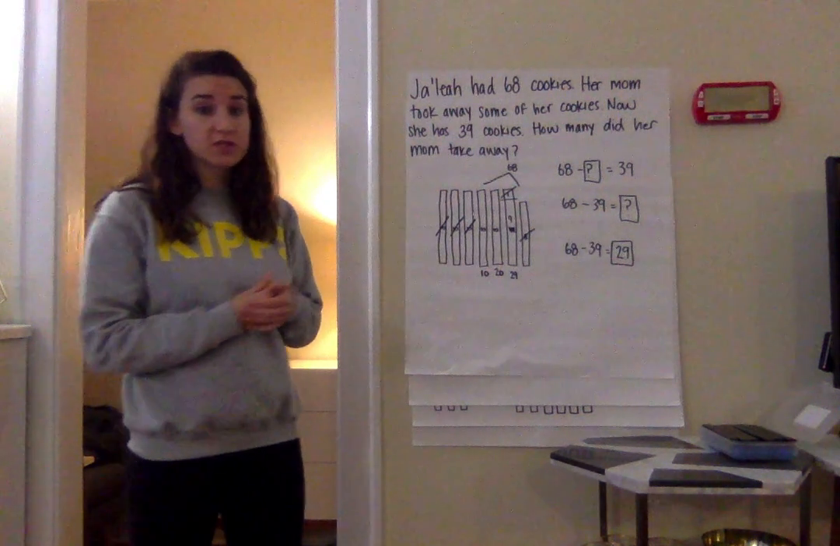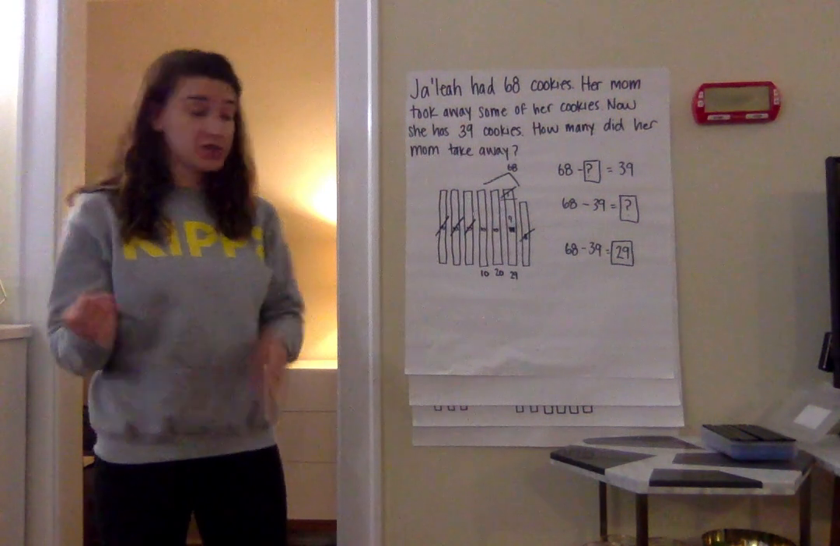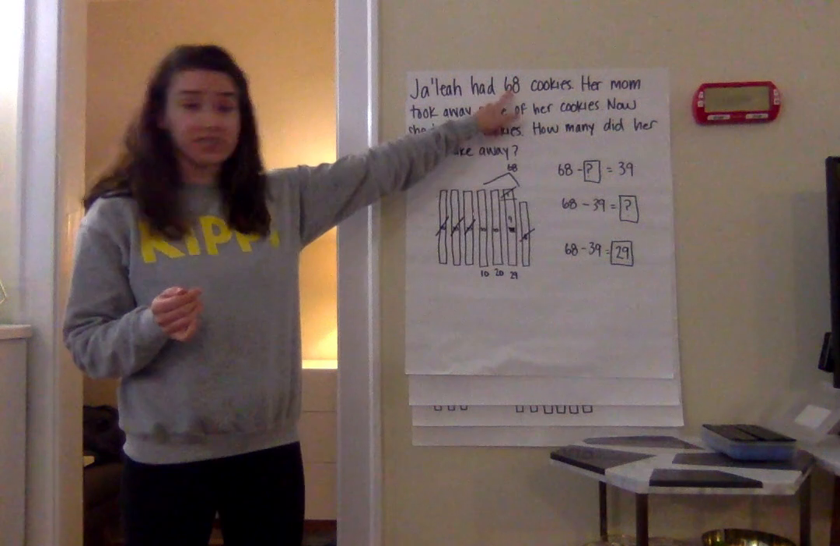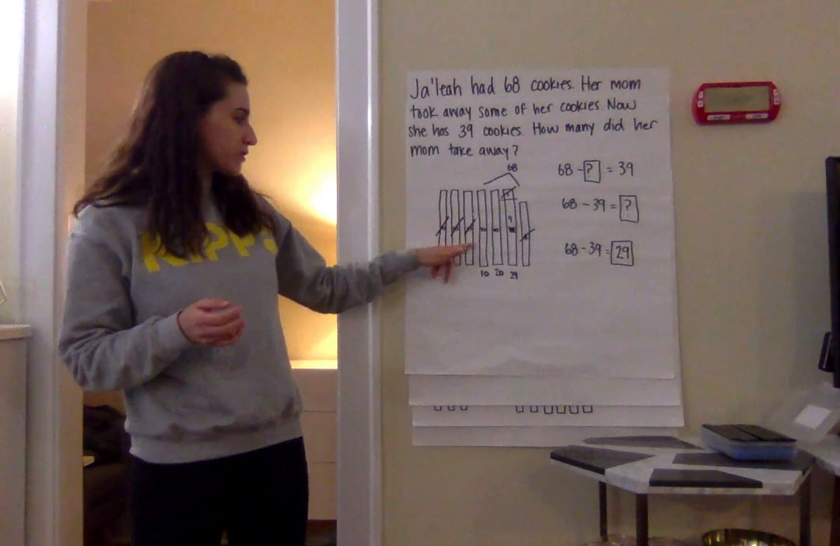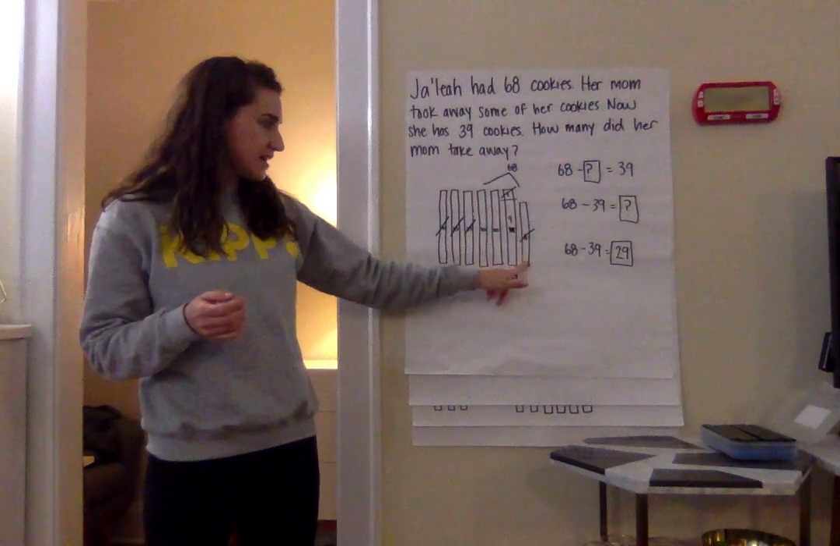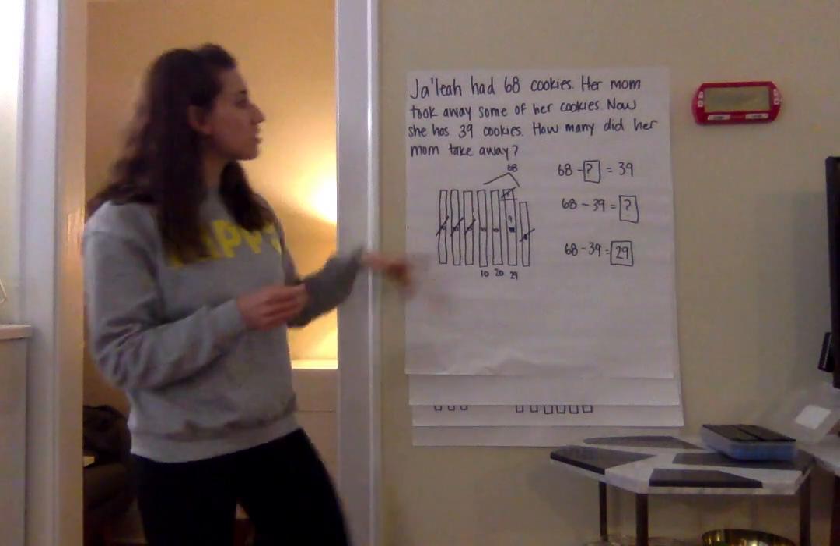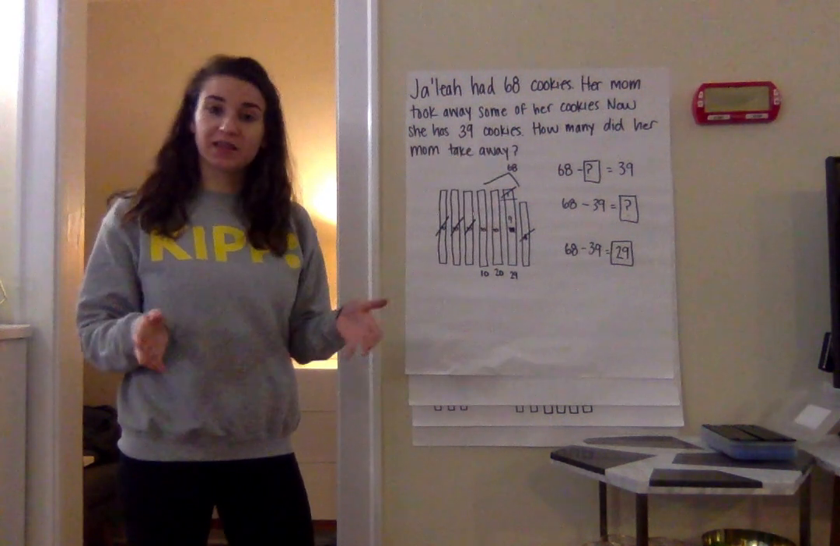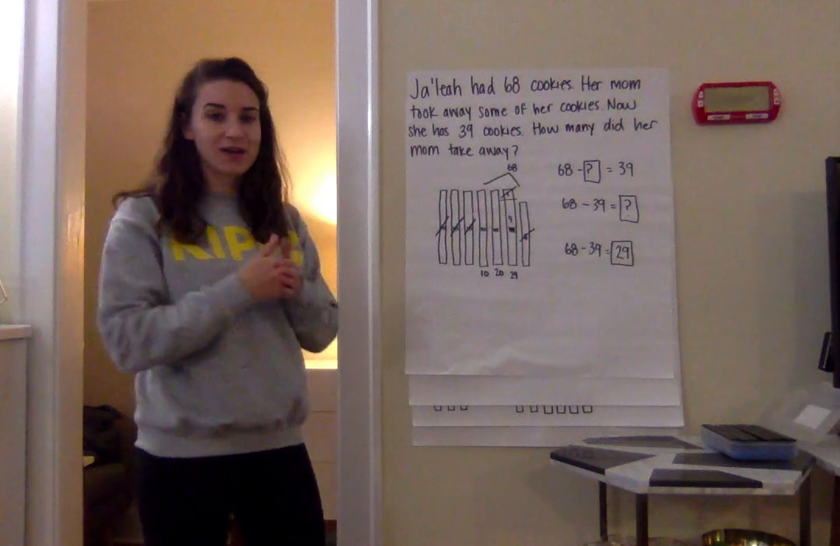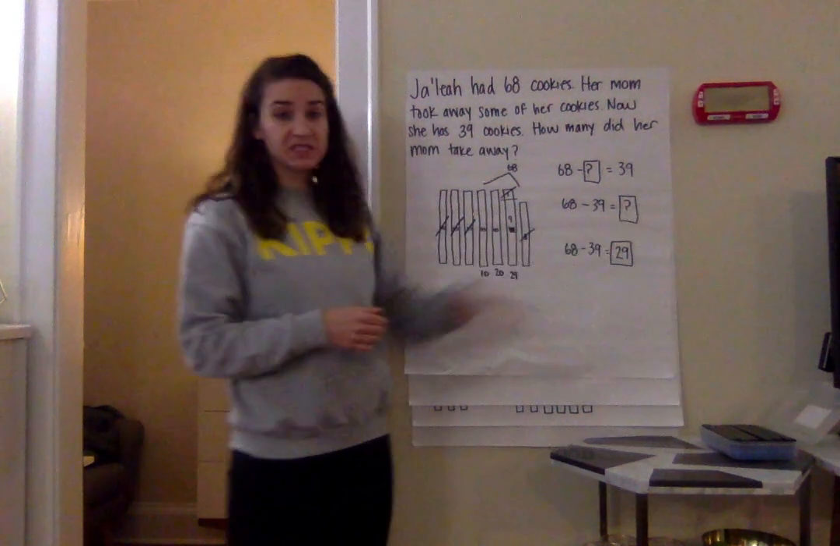I chose to solve this using a subtraction strategy. I started with my larger number of 68. So I drew 10, 20, 30, 40, 50, 60, and 8. And then I knew that I didn't know the part that her mom took away, but I did know 39 was what she had left, so that was one of my parts. I'm going to take that away to find my missing part.